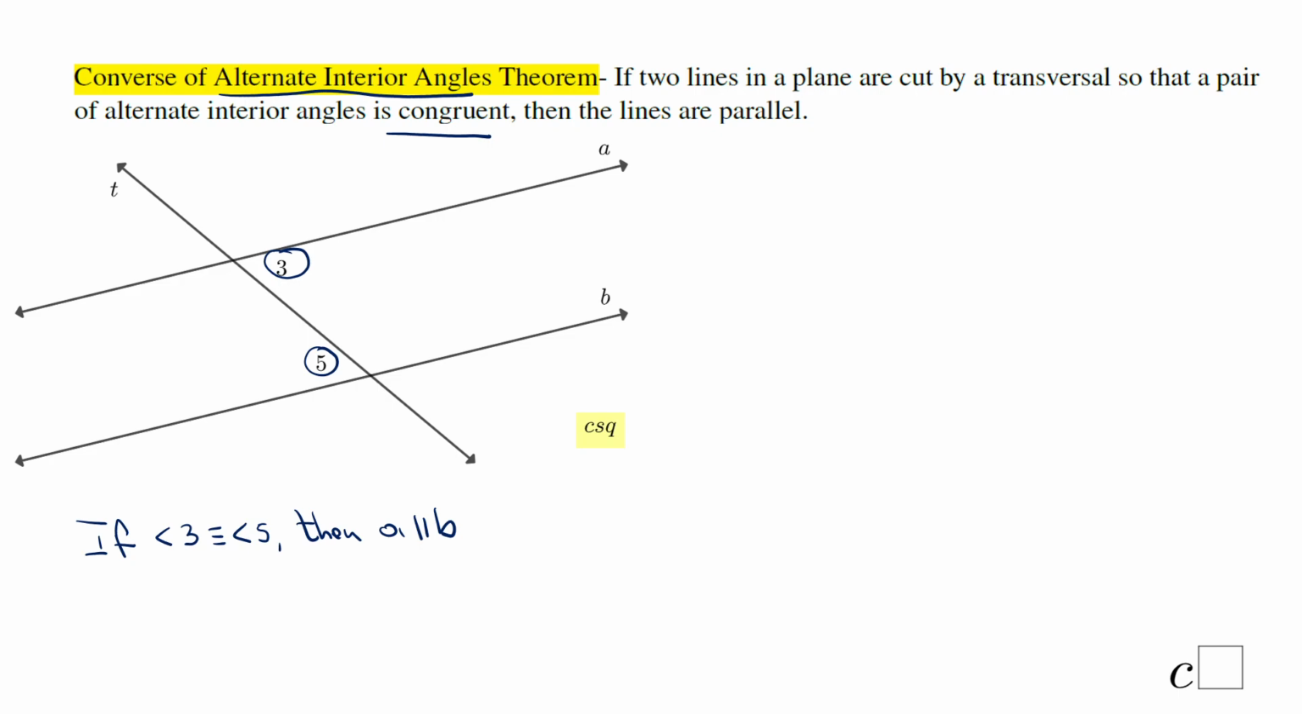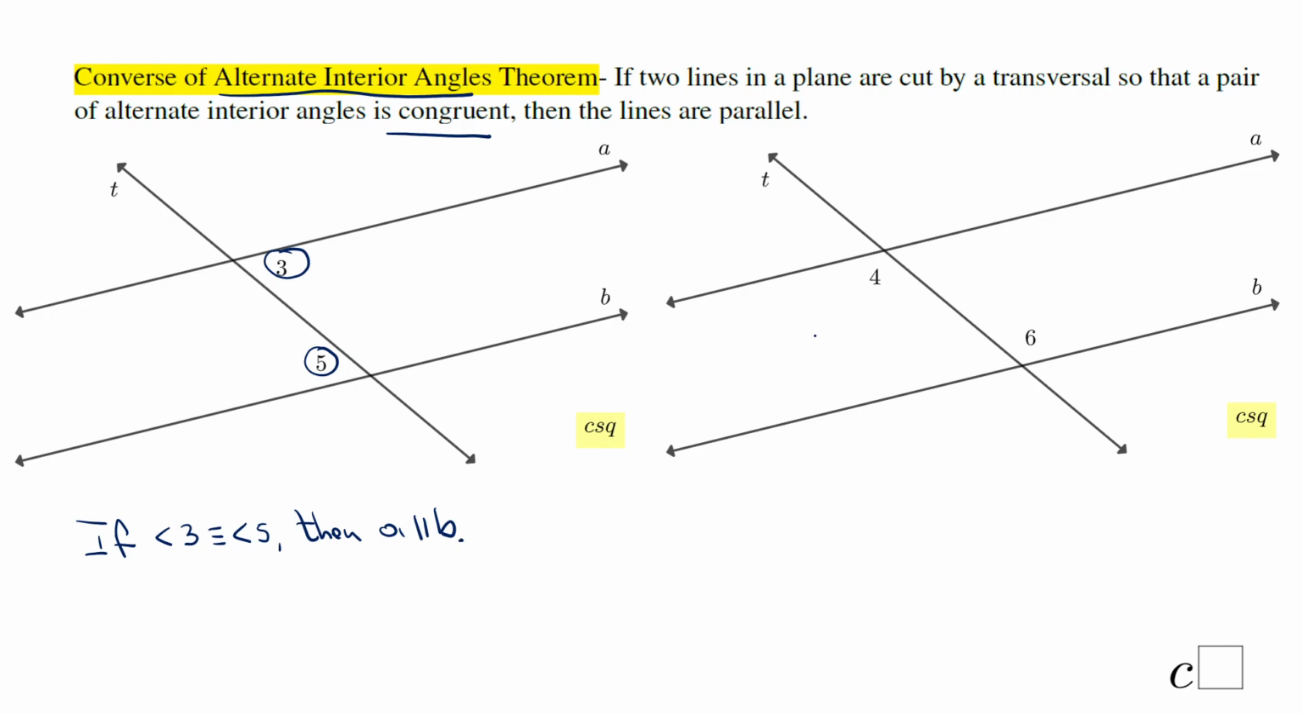Is that the only pair of alternate interior angles? The answer is no. We have one more, 4 and 6. Very similar, we can write a conditional statement. If angle 4 is congruent with angle 6, then A is parallel to B.